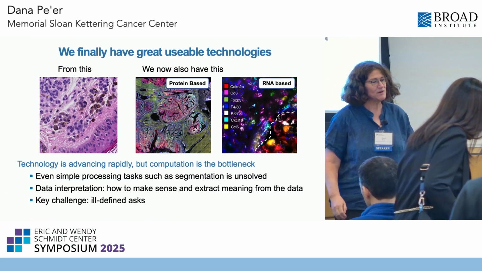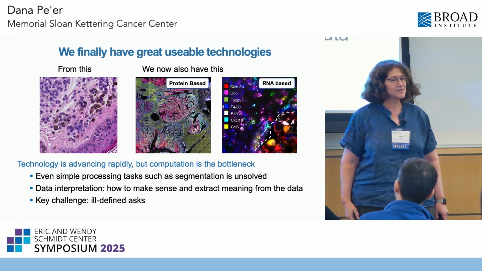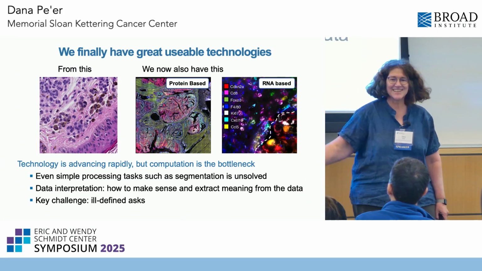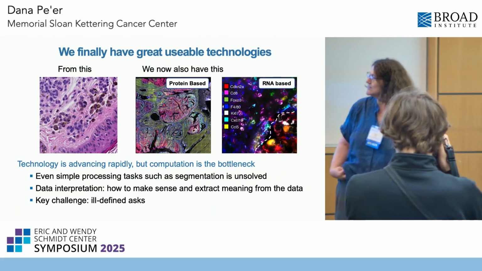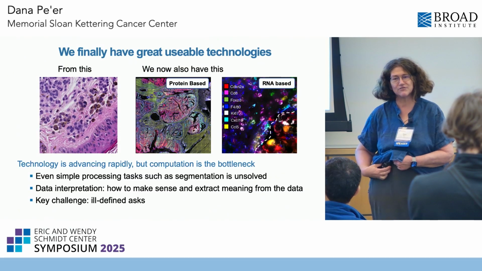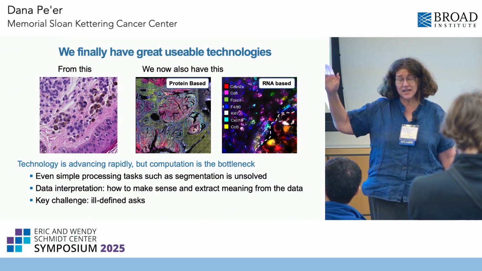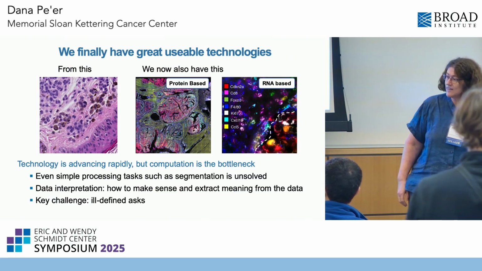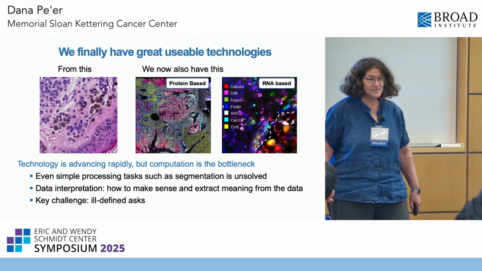We, tissue biology people, are asking it, interpret this image. Teach me biology from it. And AI is not magical. In order to train it, we need to figure out what we want to ask it, and we need to give it the right training data in order to be able to ask it. So that's where my field is at.